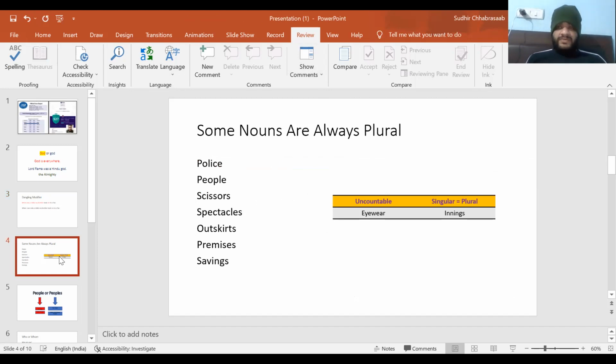Then remember, some nouns are always plural, as in you do not have their singulars. Some examples I've written in front of you: police, people, scissors, spectacles, outskirts, premises, savings account, not saving account. And then, just as a side note, I've written two other kinds of nouns. One of them is always uncountable, like furniture. And one of them is of the sort that its singular version is the same as its plural version, innings, the match thing. Suppose you have one, you would say it was a great innings. Then three also, three innings. So the singular version is just as the plural version is.